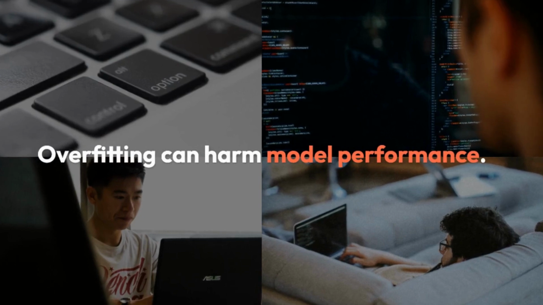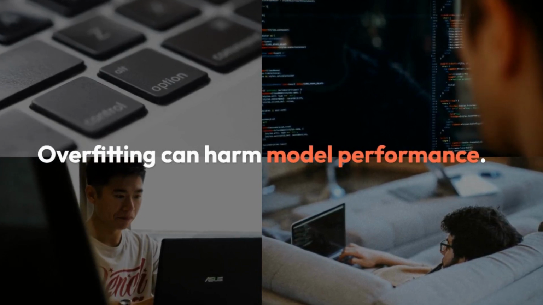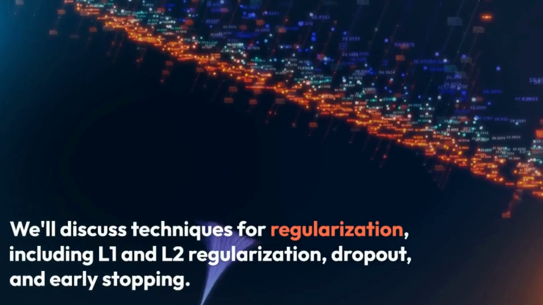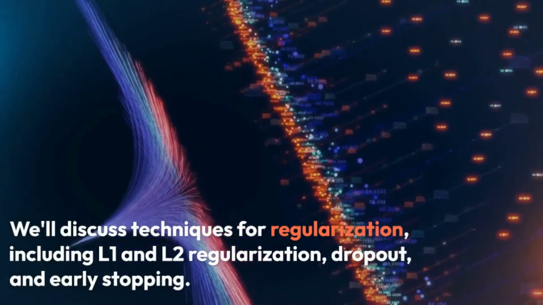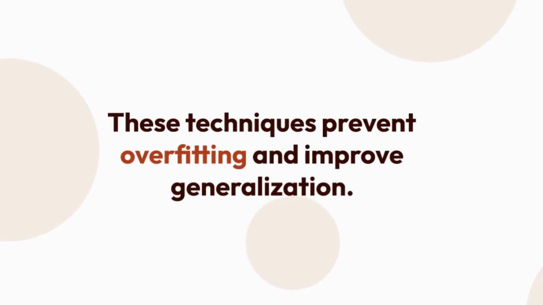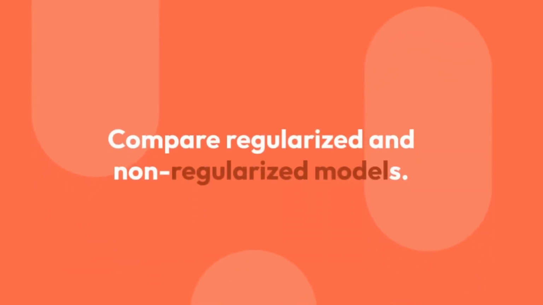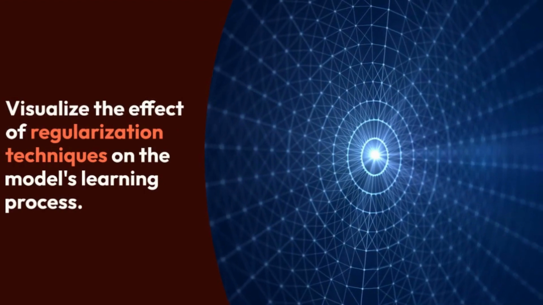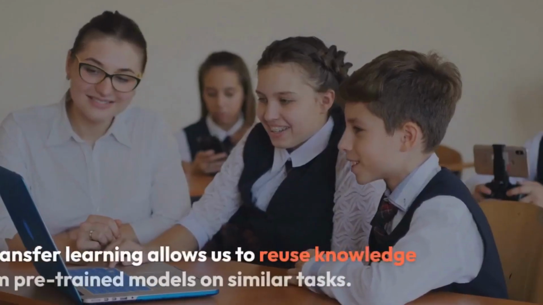Overfitting is a common challenge in deep learning, where the model becomes too specific to the training data and fails to generalize well. Regularization techniques, like L1 and L2 regularization, dropout, and early stopping, help prevent overfitting by adding constraints to the model's learning process. To better understand the effect of regularization techniques, let's compare the learning curves of regularized and non-regularized models. Regularized models tend to have smoother learning curves and better generalization.